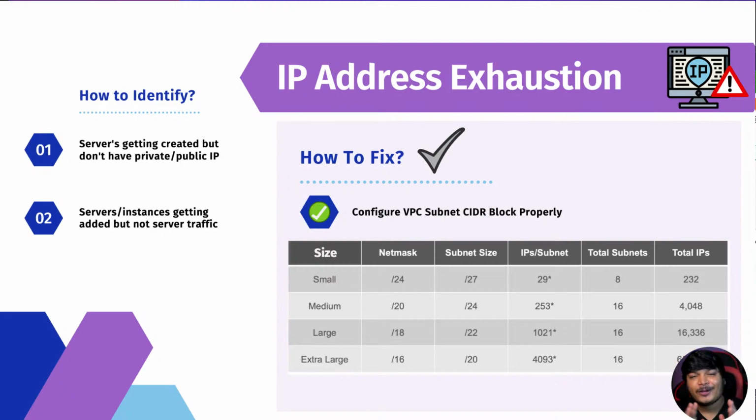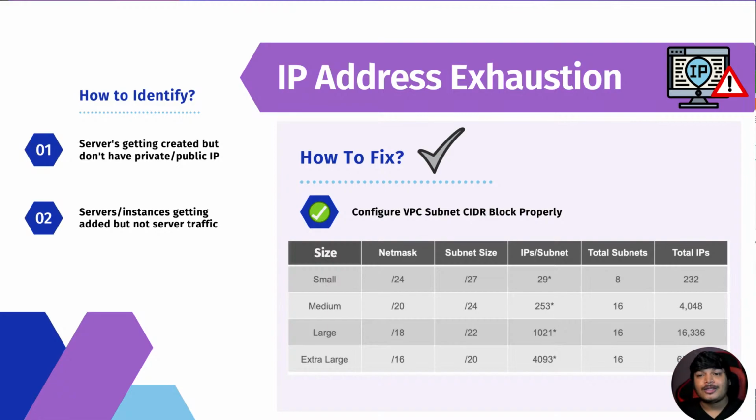And what is the problem? If they don't get a public or private IP, how can the traffic be forwarded there? Because there has to be an IP, so that the load balancer can redirect the traffic there. But if there is no IP, it's not going to happen. That is the problem, right? So you need scaling, but it's not scaling up. The reason is, of course, a networking problem, and it's IP address exhaustion.